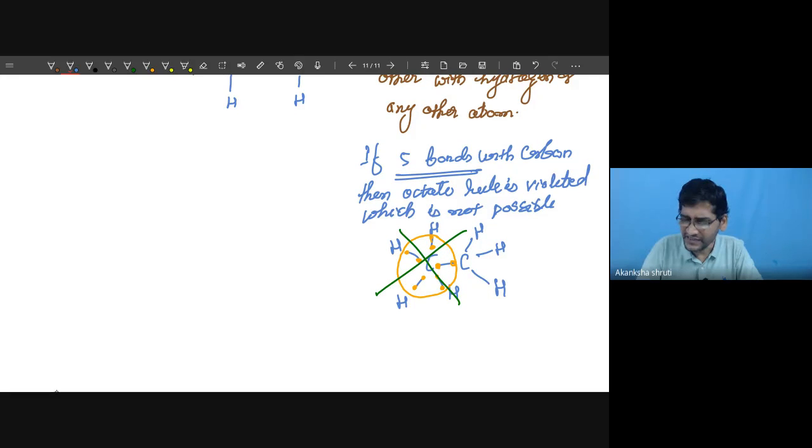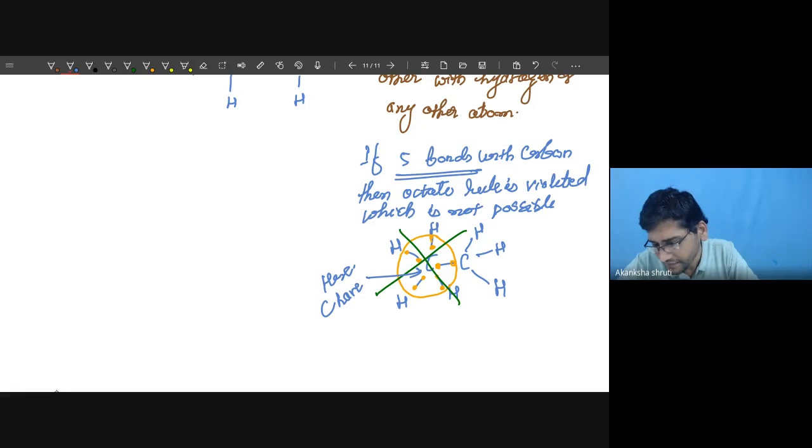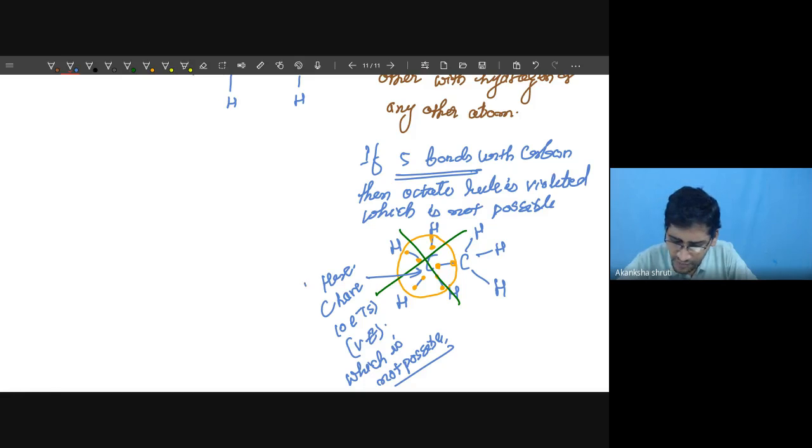In this case, the carbon has a total of 10 electrons, 10 valence electrons, which is not possible. So this is the important point that we have to keep in mind.